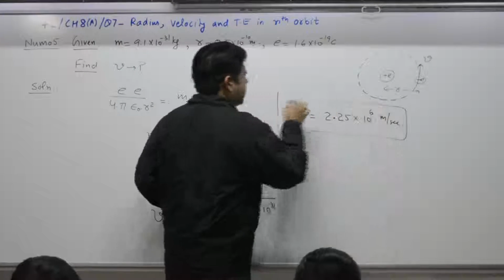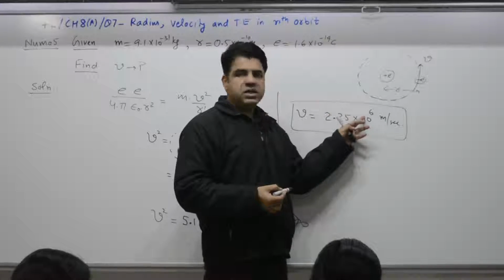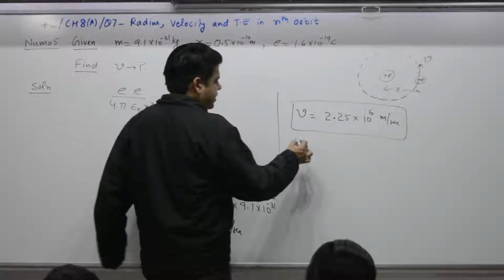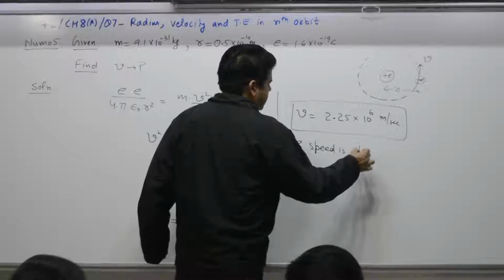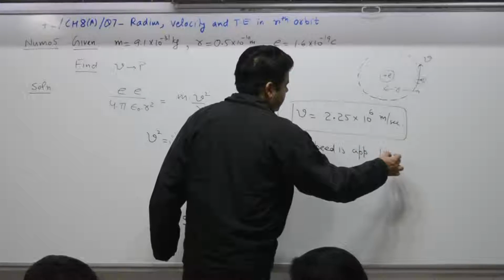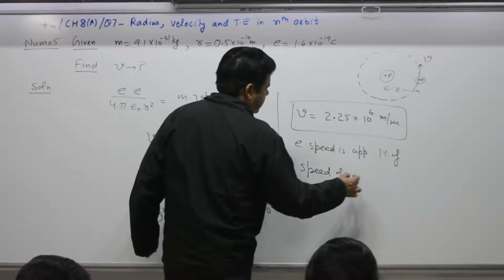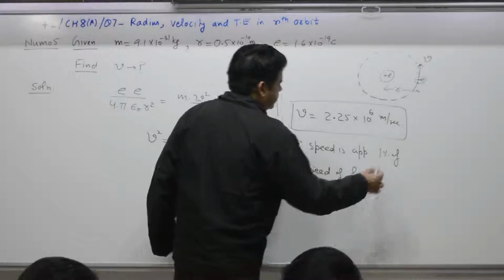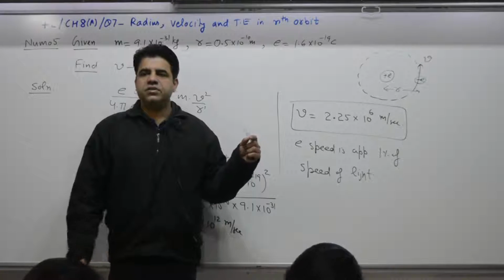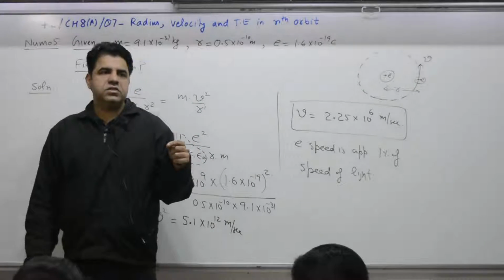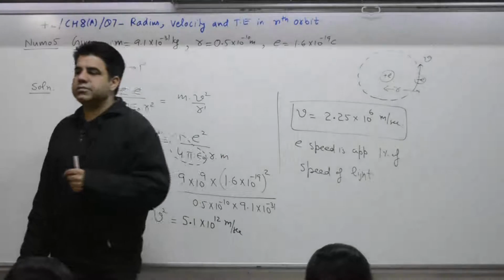What is speed of light? 3 into 10 to the power 8. This is 10 to the power 6. That is why electron speed is approximately 1% of speed of light. Objective question: speed of electron in the first orbit in a hydrogen atom is of what order? 1% of the speed of light.